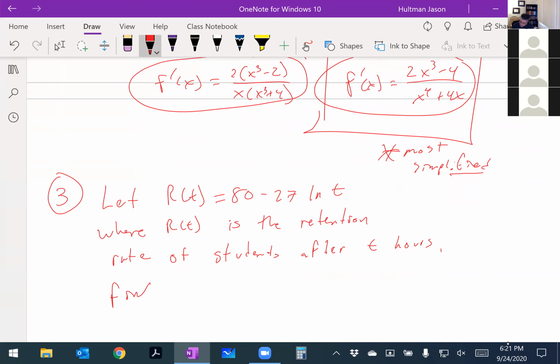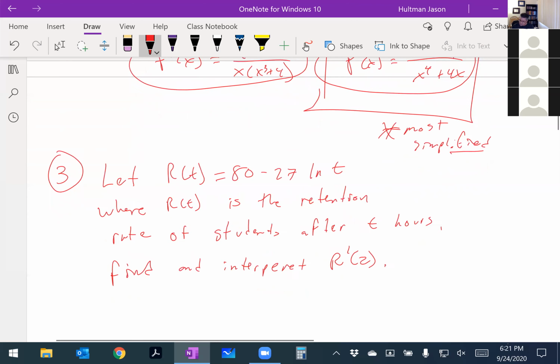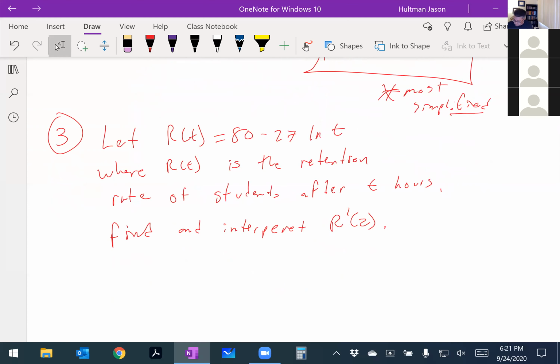Okay, so we want to find and interpret R prime of 2. This is a percentage of information that you would have retained after a certain number of hours. So let's see what happens here.